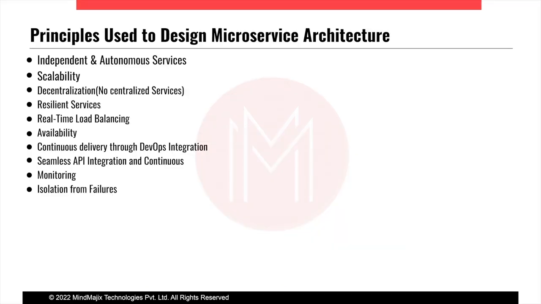Here we can see the principles. To work in a microservice environment, we need to follow certain principles, and I will take you through all of them. First, what are independent and autonomous services? Every service is independent and autonomous, meaning they work on their own.